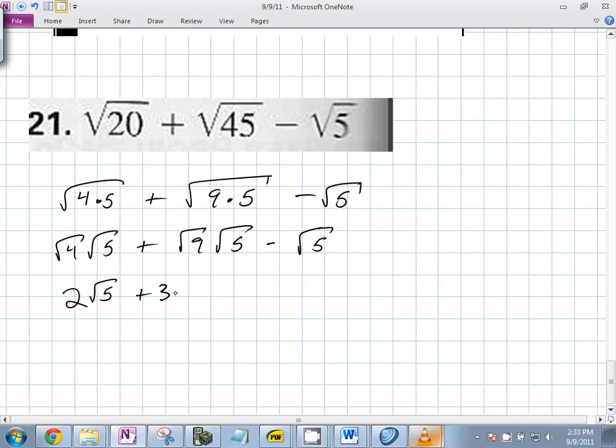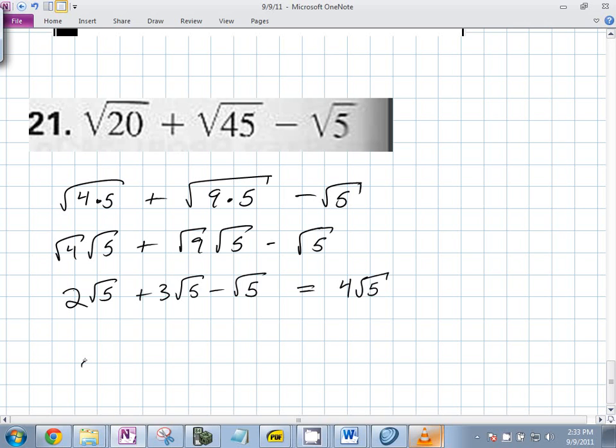Plus 3 root 5 minus root 5. How many 5s do you see? 2 of them, 3 of them, and minus 1 of them. How many do you have? 4 of them. If you have 2 apples and add 3 apples to it and then take away 1, how many apples do you have? 2 root 5 plus 3 root 5 minus root 5 is equal to 4 root 5.